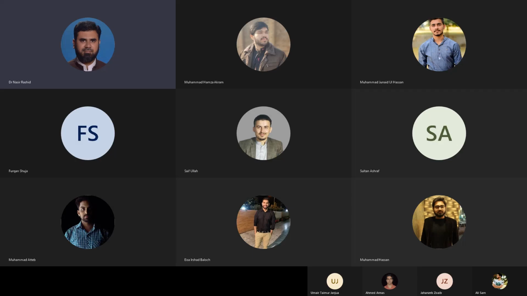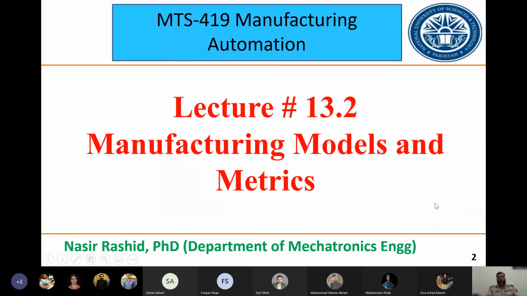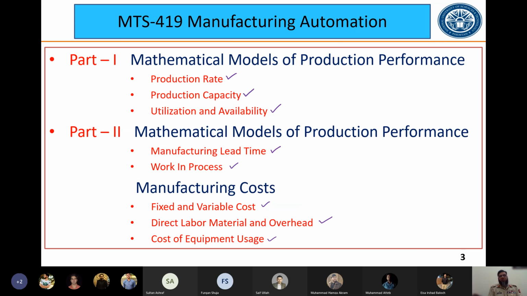Alright, this is our lecture number 13.2, which is manufacturing models and matrices. So again, इसमें भी हम कुछ mathematics पढ़ेंगे. So I'll just put you through this. This will be in two parts. So part one will be covered today, and part two will be covered tomorrow.